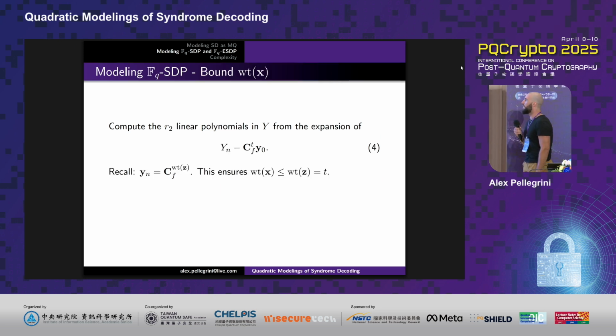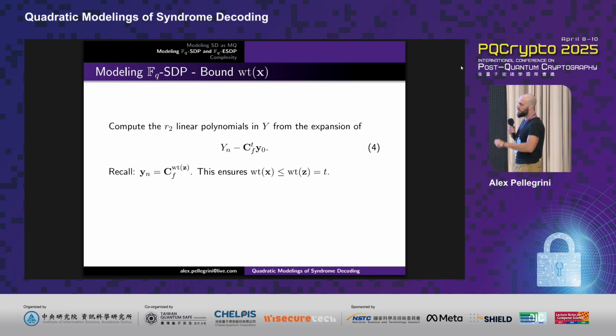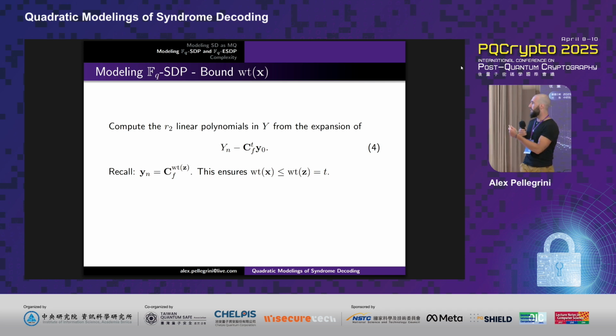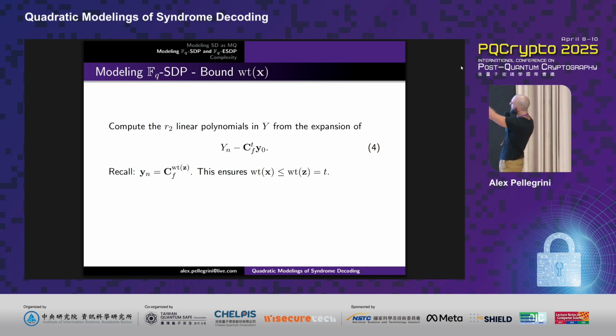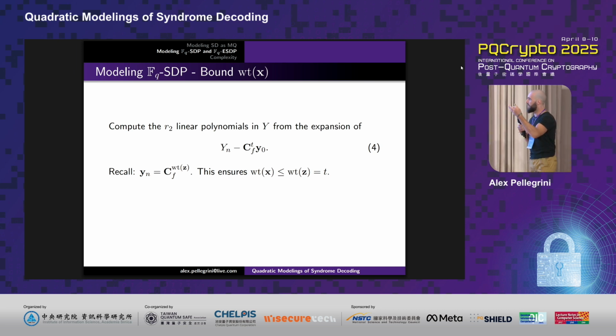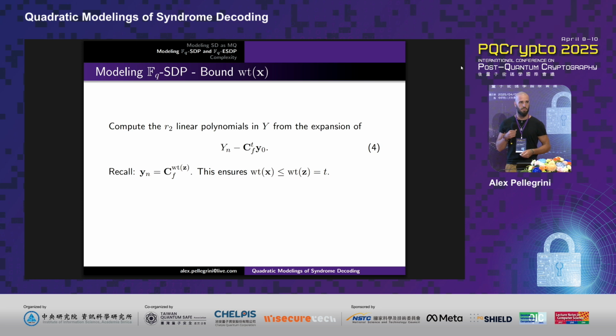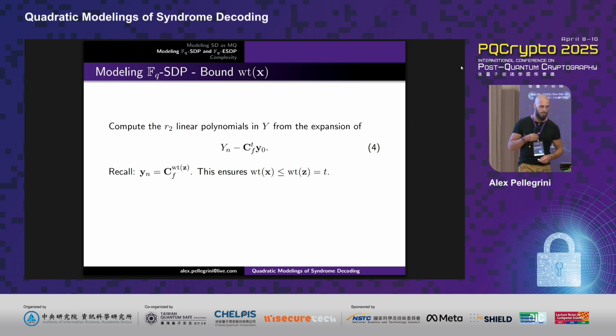Finally, we compute the R2 linear polynomials in Y from the expansion of this equation here, Yn minus the state corresponding to T. Combined with what I said before, by setting that Yn has to be that state depending on the weight of Z, we have that the weight of Z is equal to T. And as I said before, the weight of X is also less or equal than Z, and this does the job of checking that the weight of X is less or equal than T in the solutions.